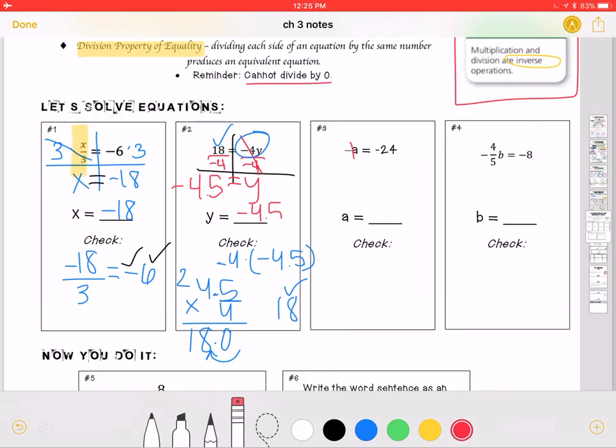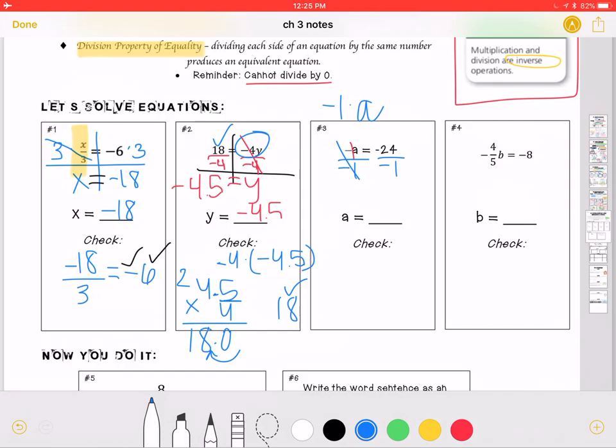Now, it's -1a. When they're next to each other like that, what that really means is it's -1 times a. We just don't need that multiplication sign. They're just kind of sandwiched together. So right now our a is being multiplied by -1. So how do I get rid of multiplying by -1? I'm going to divide by -1 on each side.